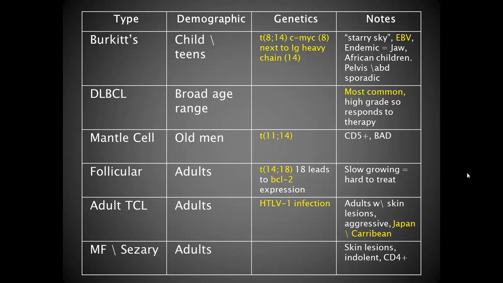These people will have skin lesions, and it's usually seen in people that come from Japan or the Caribbean. And then finally we have Sézary syndrome, or mycosis fungoides, and this is a CD4 positive T-cell lymphoma that affects the skin. It's very indolent, meaning it's not going to kill a lot of people, but the skin lesions can be very, very disfiguring, and they can really cause some problems with morbidity.